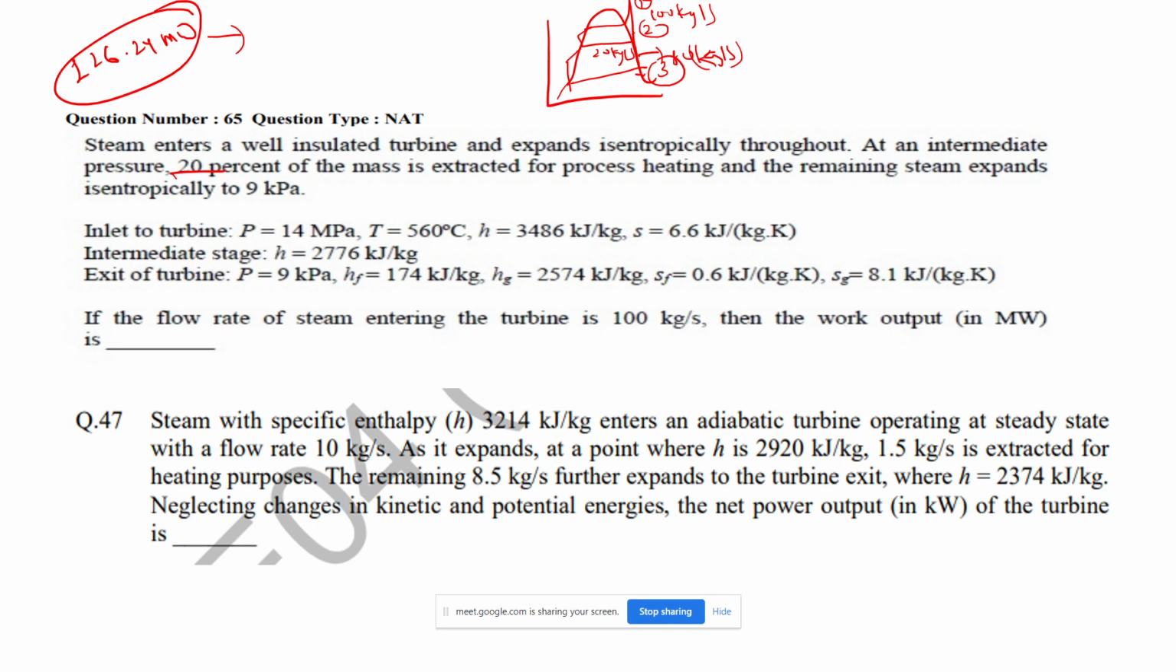Sir, what is the actual answer? Actually, I also don't know. I'll solve here only.